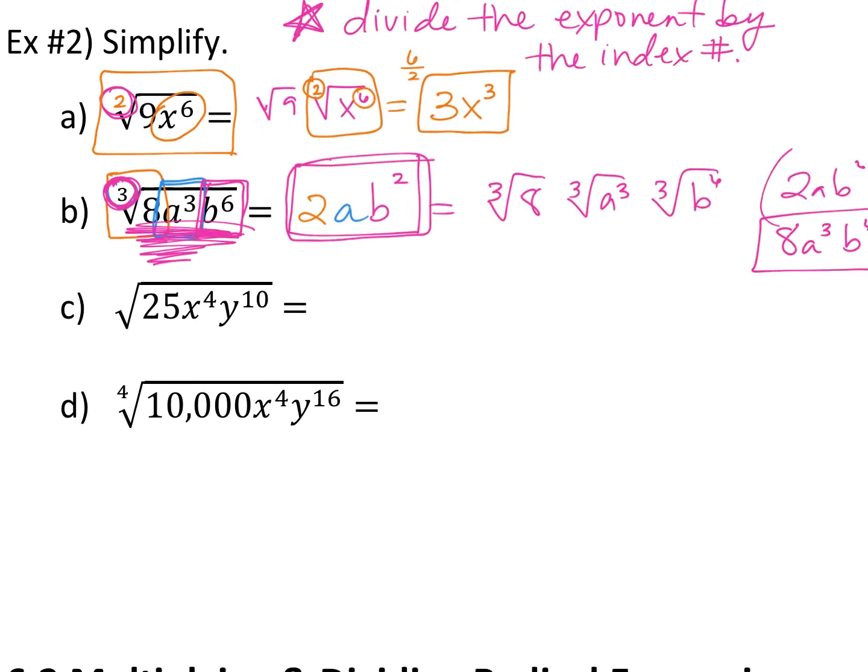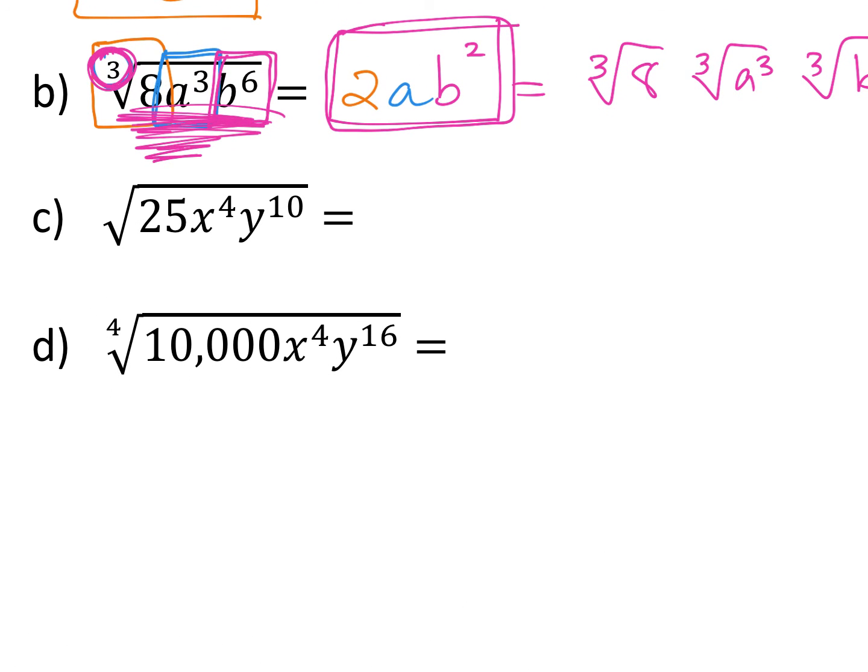Okay, letter C. What does that become? 5x squared y to the 5th. Okay, square root of 25 is 5. X to the 4th, 4 divided by 2 is 2. And then 10 divided by 2 is 5. Remember, if there is no number there, it's a 2. Okay?